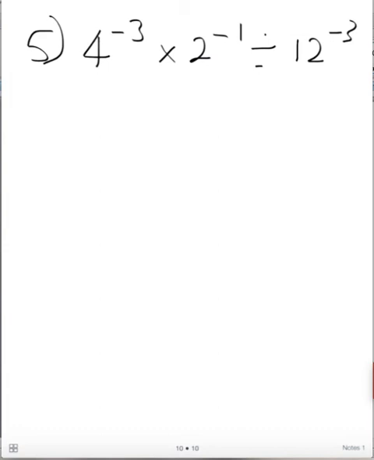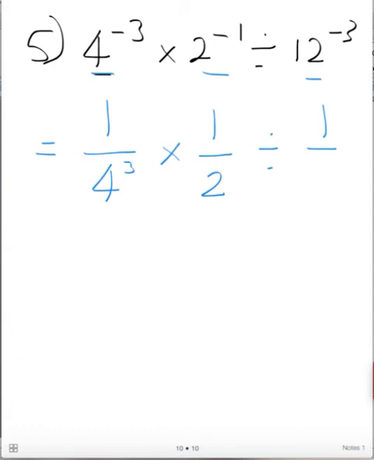So my first step is, I can see every base here has a negative power. So that means I'm going to flip them all and put the invisible one on top. So I'm going to have 1 over 4 cubed times 1 over 2, or 2 to the power of 1, divided by 1 over 12 cubed. Okay, so that's my first step. All my powers are now positive just by flipping.